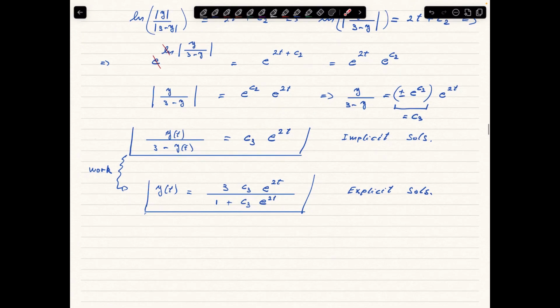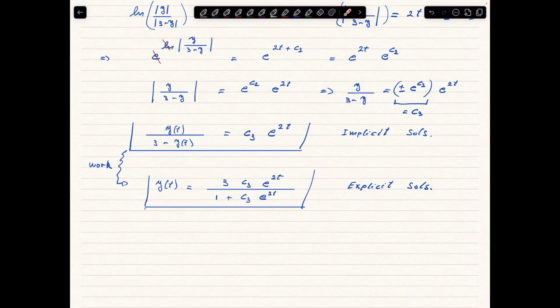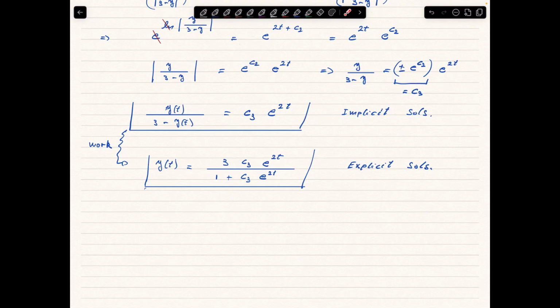And now you can do a little bit more of work, not much work, but a little bit of work, and you can end up in a nicer form for the explicit solution that is something of the form 3 here divided by, not exponential, divided by 1 plus some constant C4 that you need to figure it out what that is, exponential, and now exponential minus 2t.